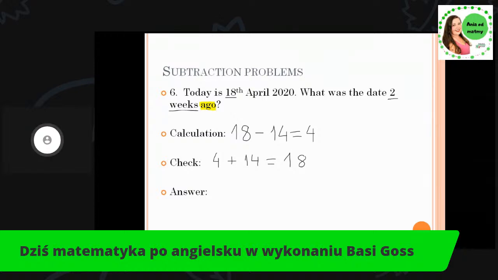Well done, Cornelia. Sylvia. Okay, in the question it says 2 weeks ago. Not what date is it going to be in 2 weeks. So we need to use minus, not plus. And what answer? The question was, what was the date 2 weeks ago? So we can have answer. It was the 4th of April 2020.